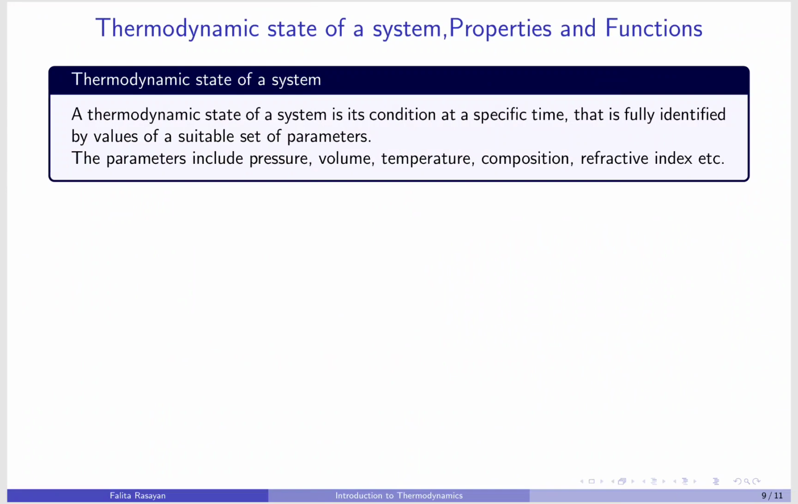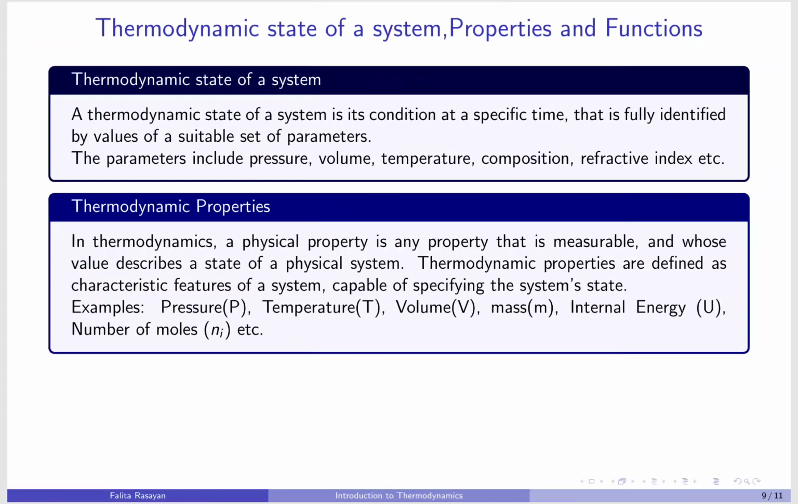In thermodynamics, we do not talk about rate. We only talk about the coordinates and how they transfer, how matter changes. We talk about transformation but not the rate of transformation. That is a subject of kinetics. So a thermodynamic state of a system is its condition at a specific time that is fully identified by values of a suitable set of parameters. The parameters include pressure, volume, temperature, composition, refractive index, etc.